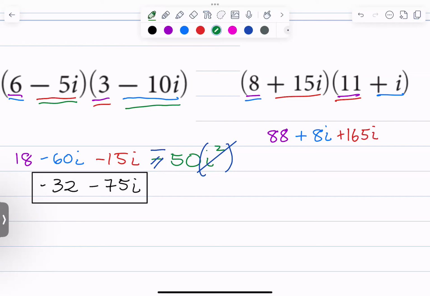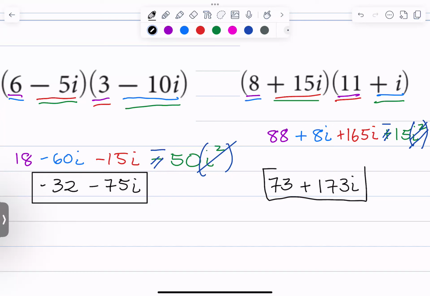So that's plus 165i. And then the last part is 15i times i. That would get me positive 15i squared. Now this last part here, the i squared, again, is negative 1. So I'm going to cancel that out. Cancel out this plus, make it a minus. Okay? So I have 88 minus 15, which is 73. Plus 8i plus 165i, that's 173i. There is my complex number.